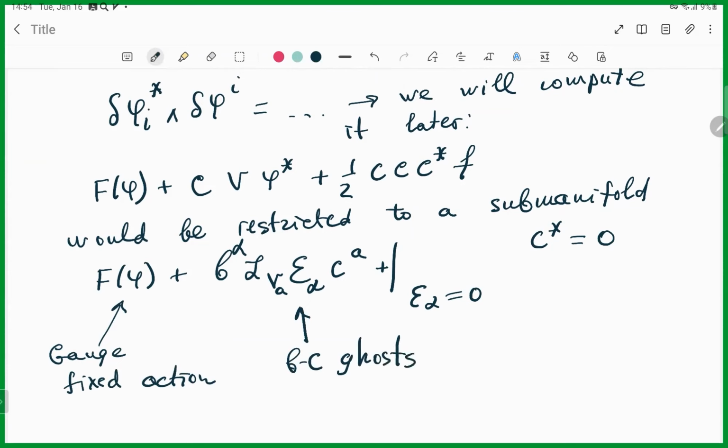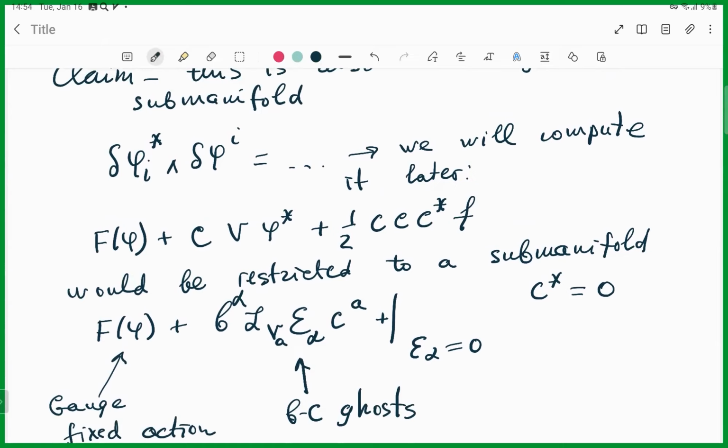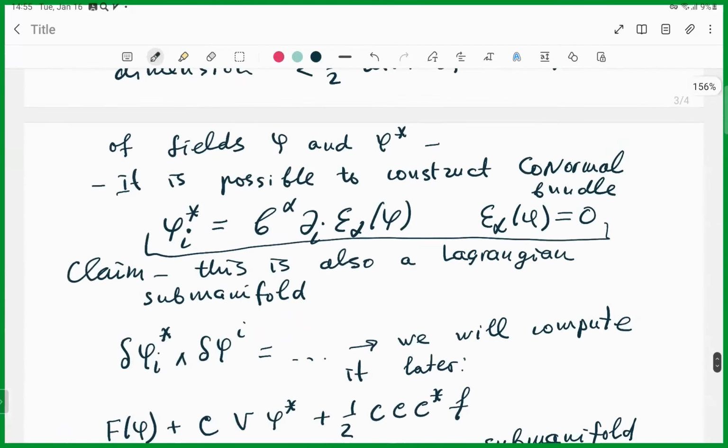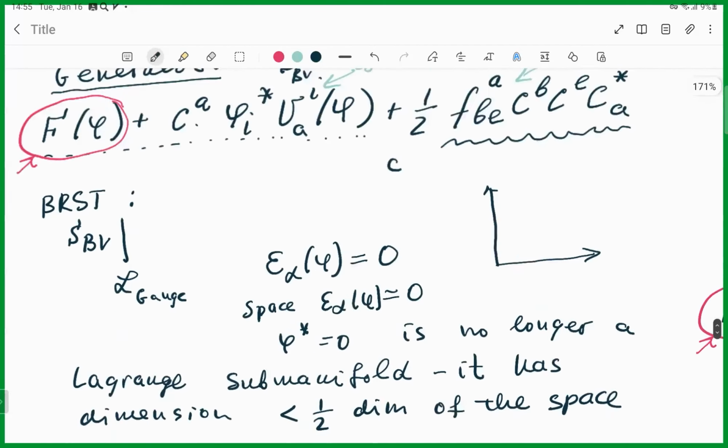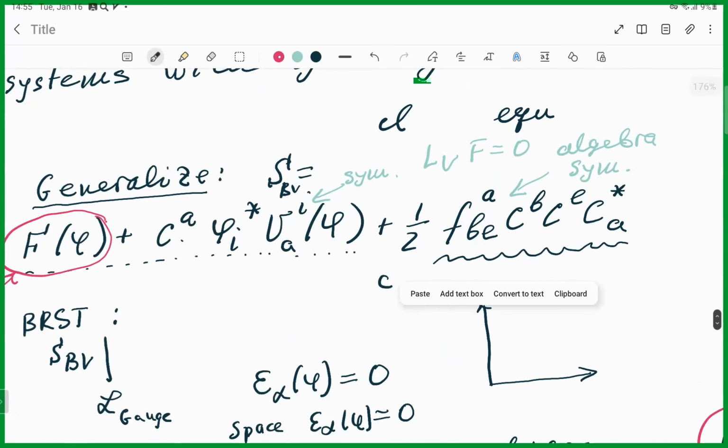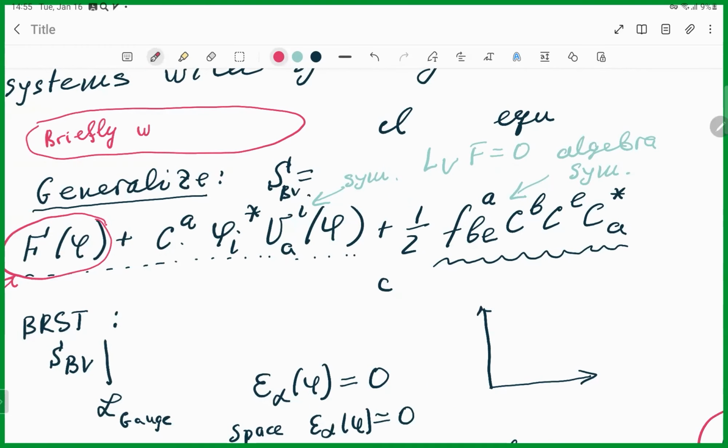So unfortunately, I have not seen who asked me this question. Probably I need to switch the screen. But this is briefly what BRST is from the BV perspective.